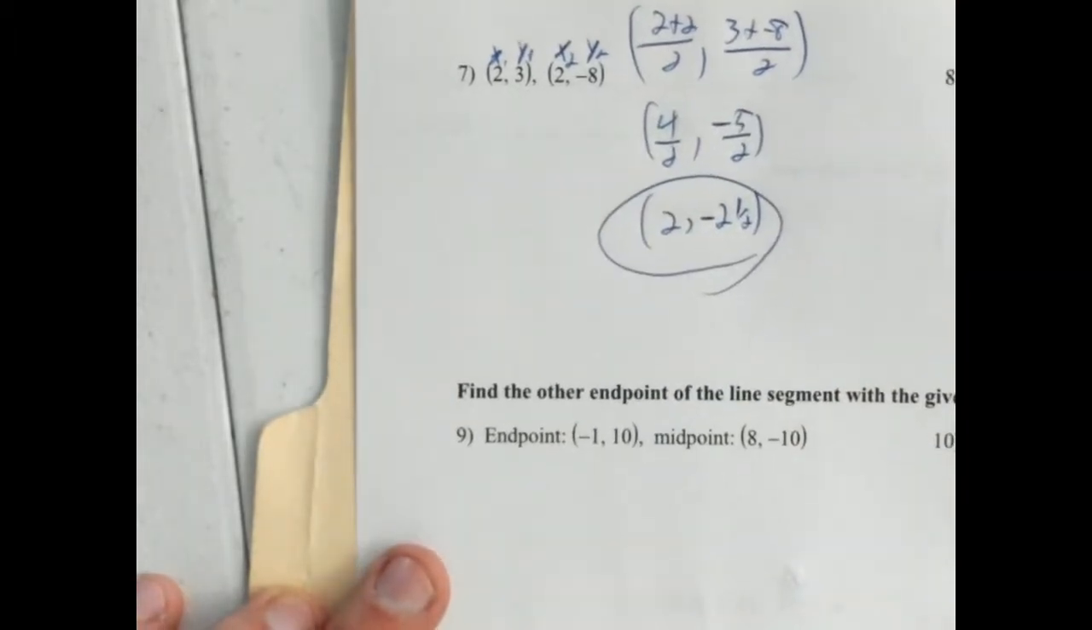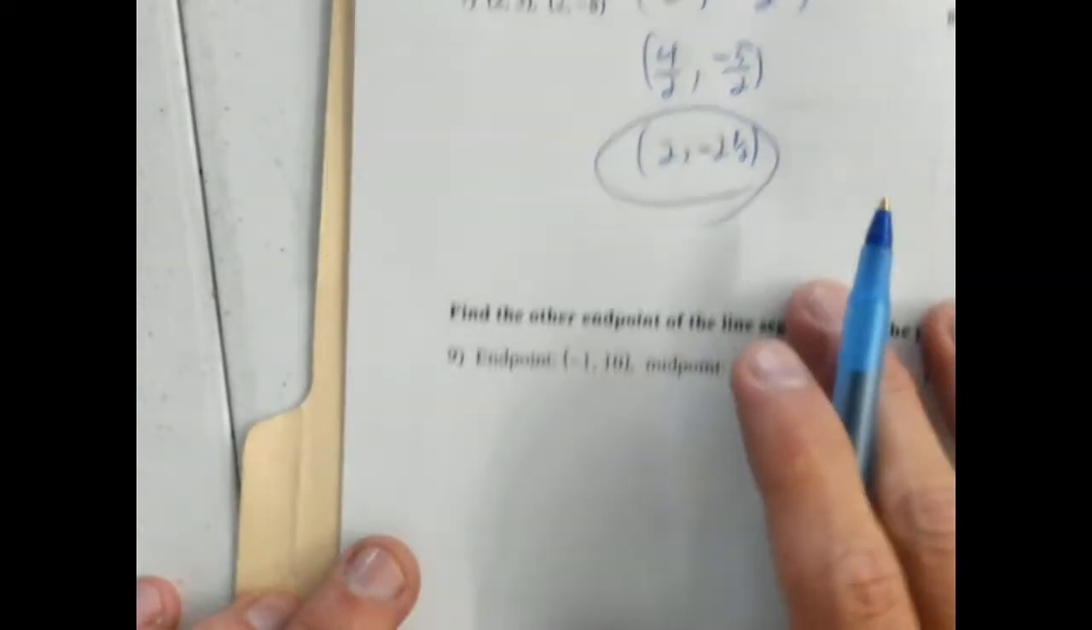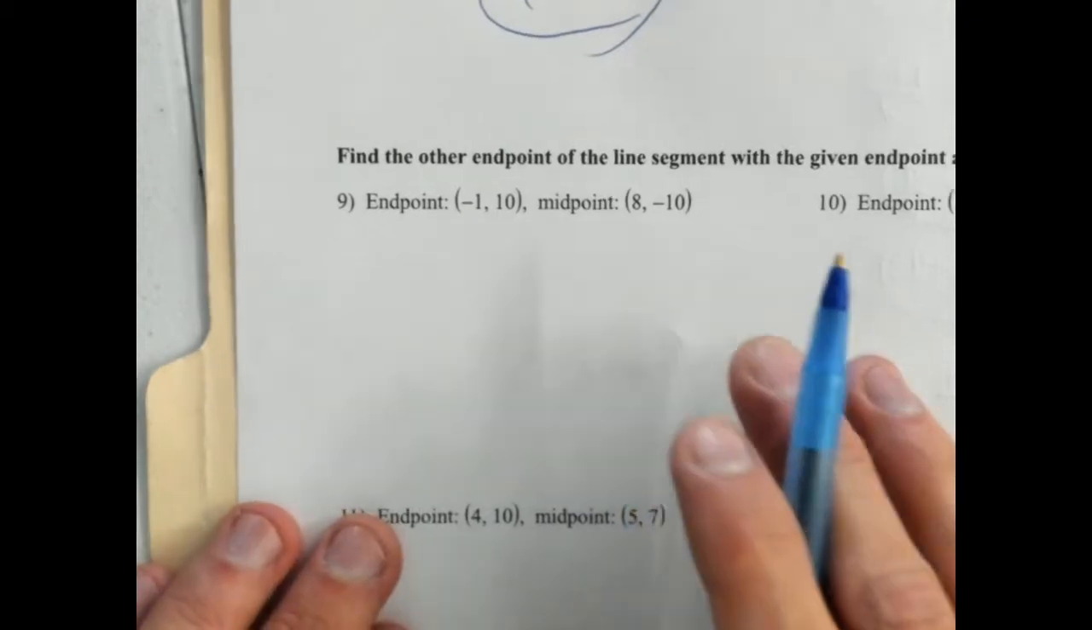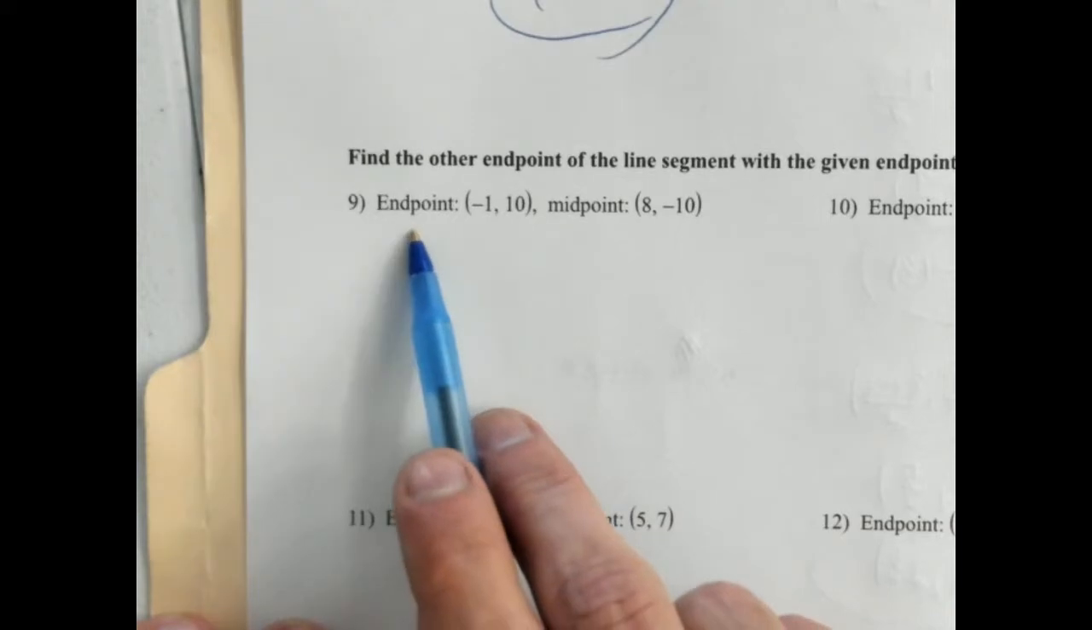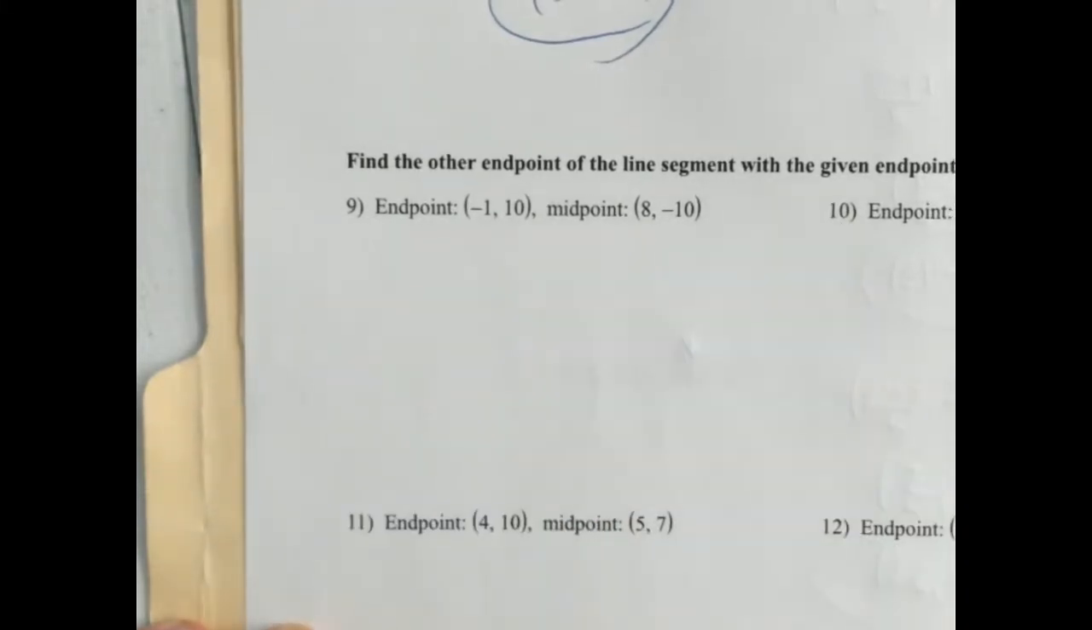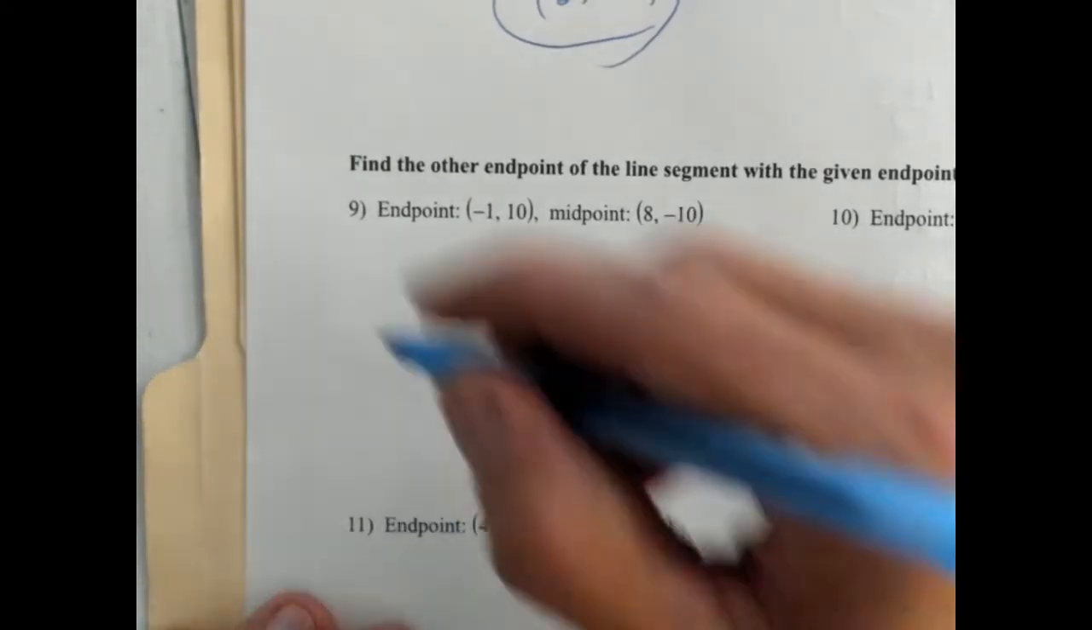Okay? So that's that for those. These are the ones that cause a little more trouble. But once you really think about it, it's not too bad. So this is the situation where they give us an endpoint, the midpoint, and then we're looking for the other endpoint. So the best way to describe this is really to illustrate it.